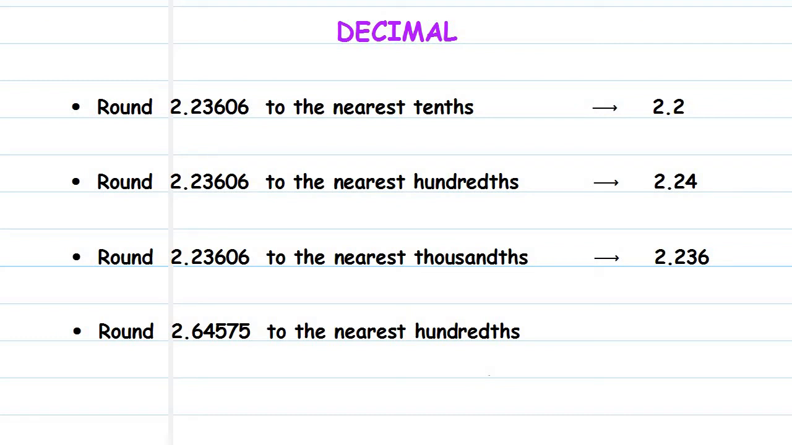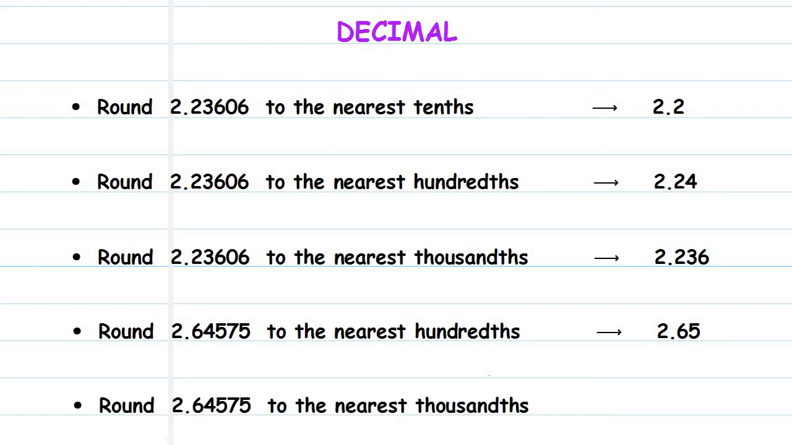Now let's try rounding the number 2.64575 to the nearest hundredths. This time it's the number 4 in that digit, and the number on the right is 5. So we will increase the number 4 in that digit by 1, and the rounded number is gonna be 2.65.